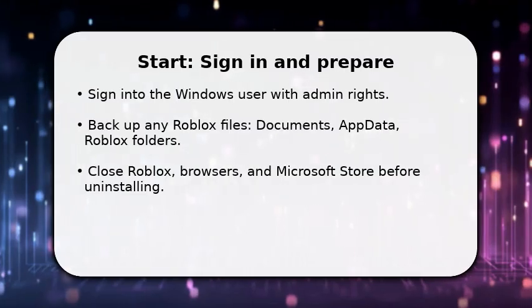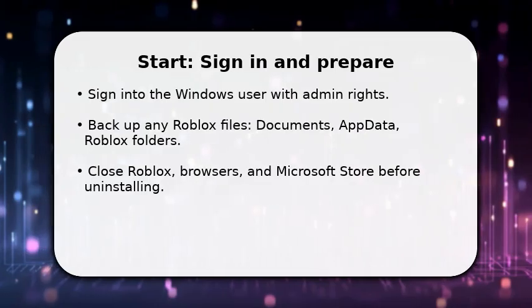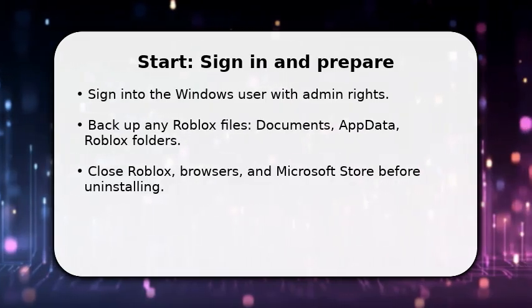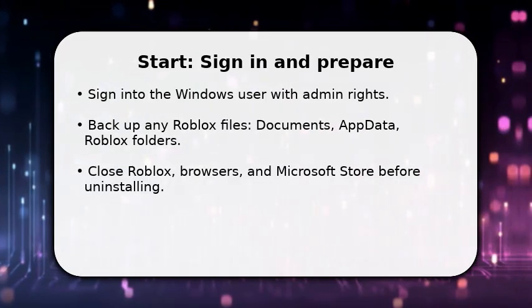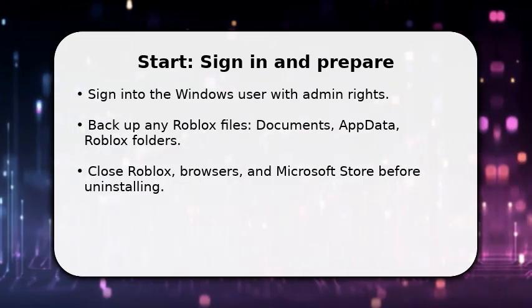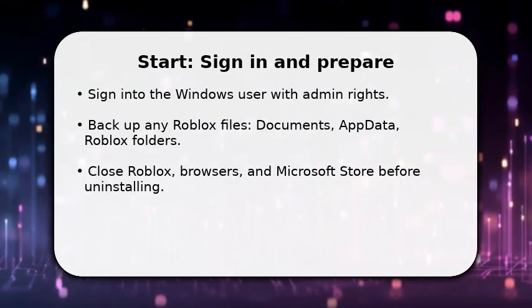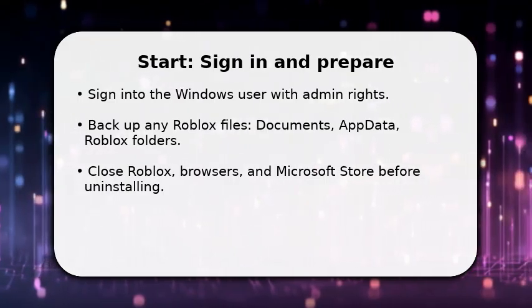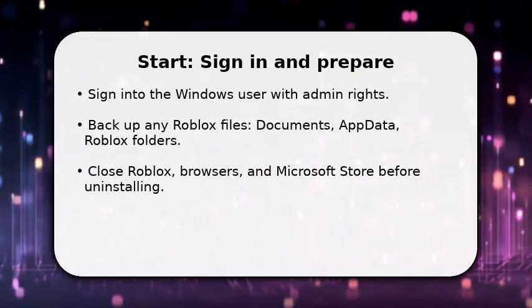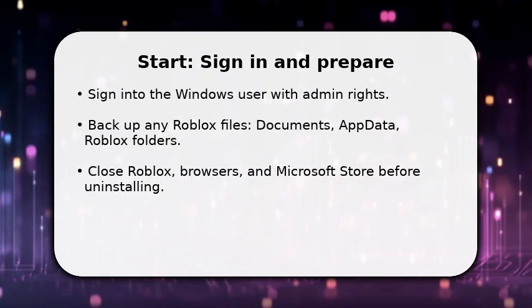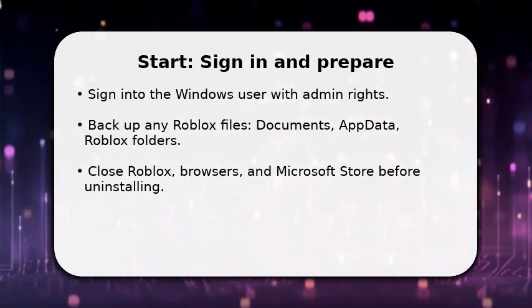You start by signing into the Windows account that has admin rights so you can remove apps. Once signed in, back up any Roblox saves or studio projects from documents and app data, because uninstalling removes local files. Make sure Roblox, your browser, and Microsoft Store are closed. This prevents locked files and ensures the uninstall proceeds cleanly.